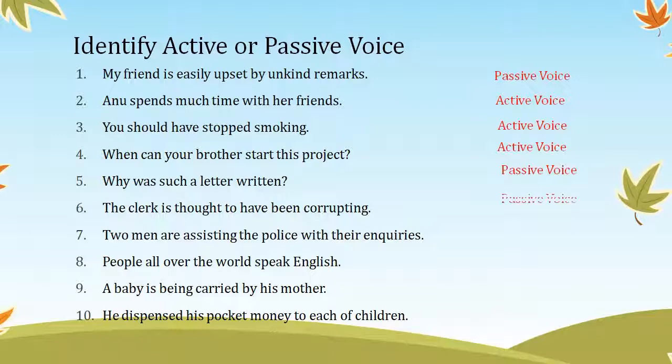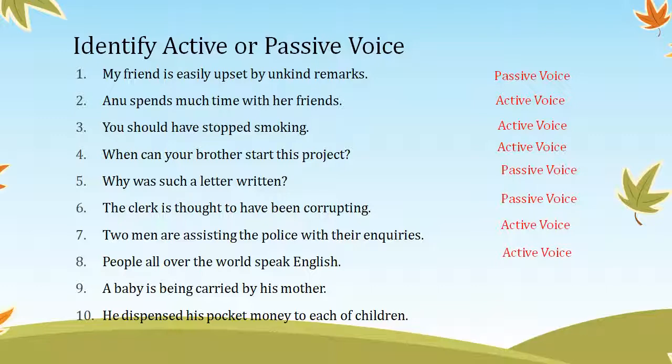Number 6, the clock is thought. That is passive voice. Why? Because there is 'is' and 'thought'. Thought is the B3 and before it there is a be verb, 'is'. Number 7, you can see 'are' and 'assisting'. Assisting is the B5, the ing verb. That is why it is not B3, so this is active voice. Number 8, people all over the world speak English. The verb is speak. Speak is B1. That is not B3, that is why it is also active voice.